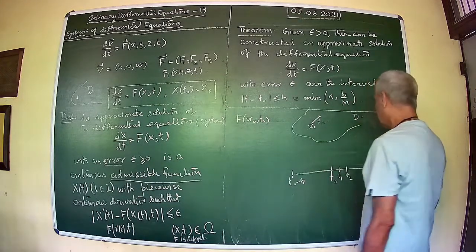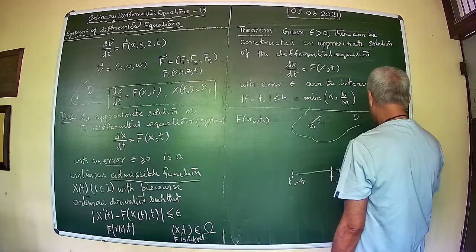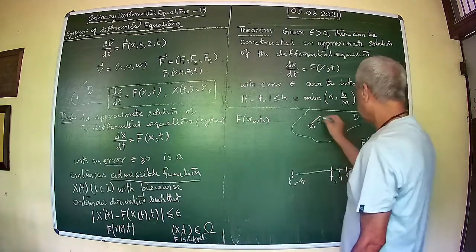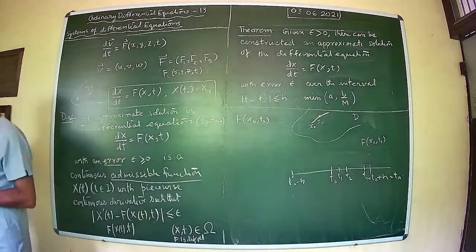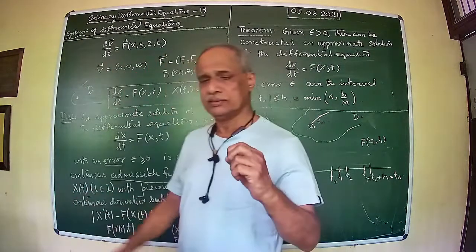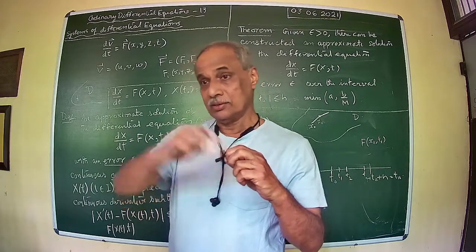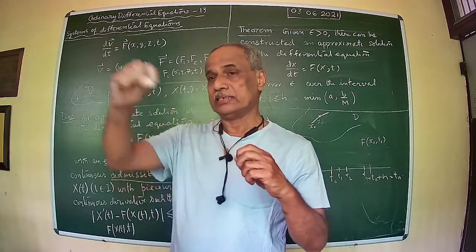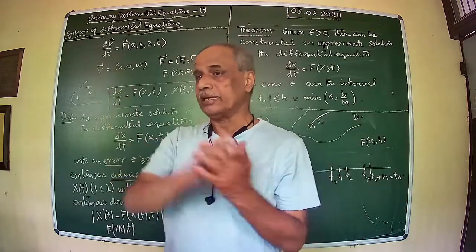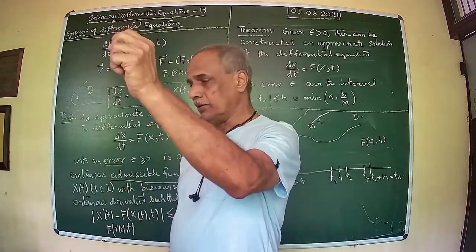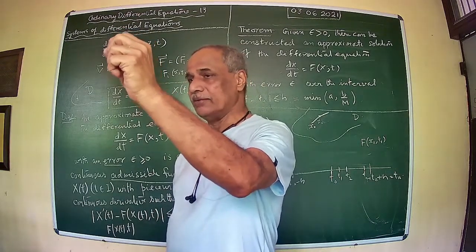So what do you do? You calculate f of x1 t1, okay, and then you will move in this direction. So it's exactly the same thing that we did. You start with the point x0 t0, you have f of x0 t0, move along the direction of f of x0 t0 until the time t equal to t1. Then find out where you reached. You would have reached a point x1 t1.